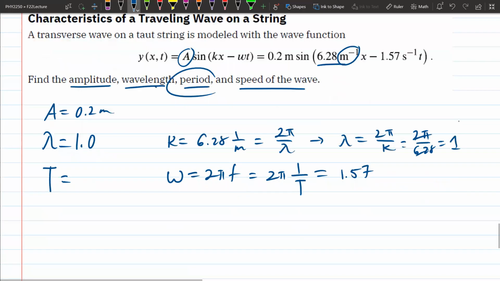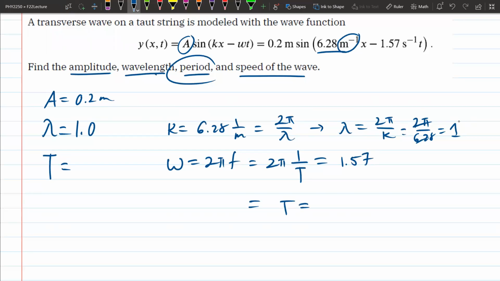So we can solve this for T. T is equal to 2 pi divided by 1.57. 1.57 is basically pi over 2. So the pi cancel out. This is 1/4, and since it's a period, it would have units of seconds. 0.25 seconds. See that? In order to get to the period, I have to go through the frequency, and the frequency is related to the angular frequency. It's like a two-step relationship.